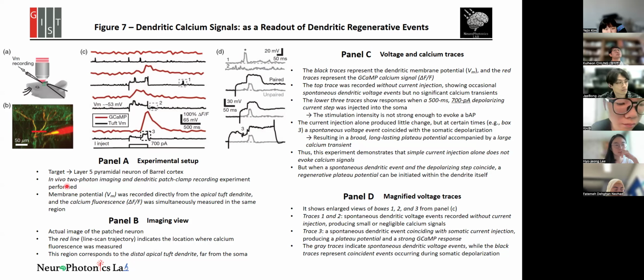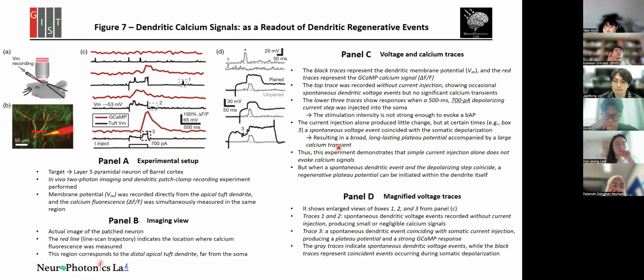And in vivo two-photon imaging and dendritic patch clamp recording experiments were performed. And membrane potential was recorded directly from the apical tuft dendrite. And the calcium fluorescence was simultaneously measured in the same region. And panel B displays the actual imaging view, and the red line here indicates the location where calcium fluorescence was measured. And this region corresponds to the distal apical tuft dendrite far from the soma.